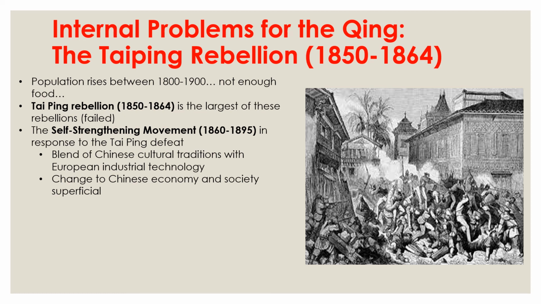The self-strengthening movement was a blend of Chinese cultural traditions with European industrial technology. These folks believed that the only way that they could strengthen China was to adopt some Western principles, to change the Chinese economy and society to more Western ways. The self-strengthening movement, however, will not have widespread changes being able to be enacted. It was superficial only, and for the most part, China will still remain not embracing of Western industrialization, and they will continue to be dominated economically by the West because they did not embrace Western modernization.